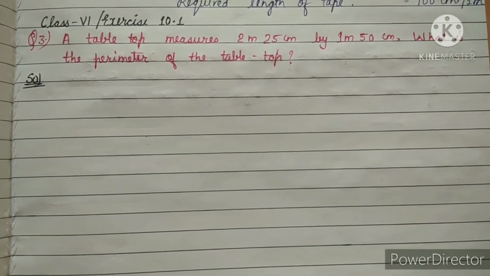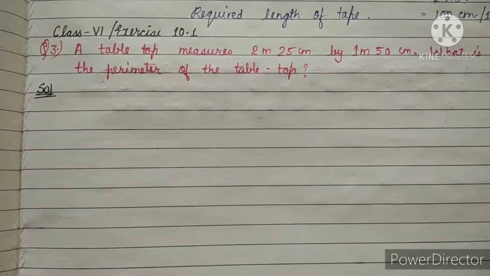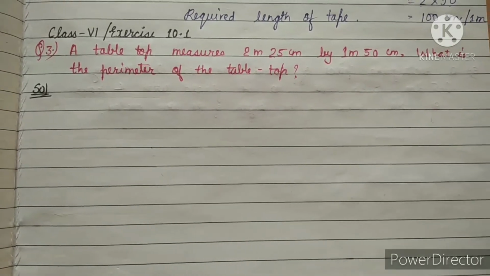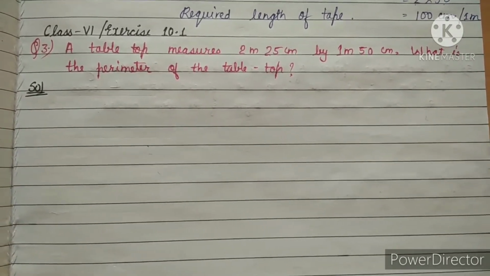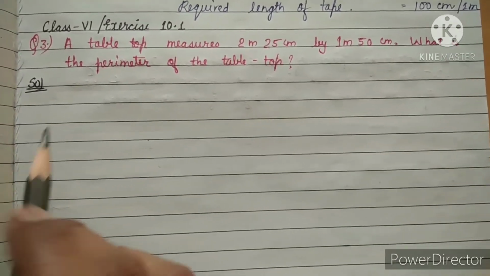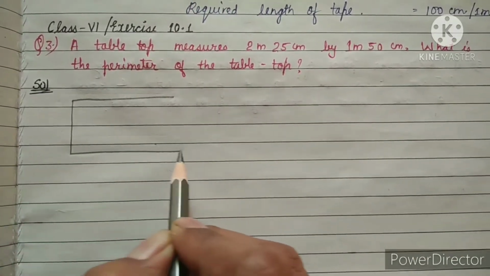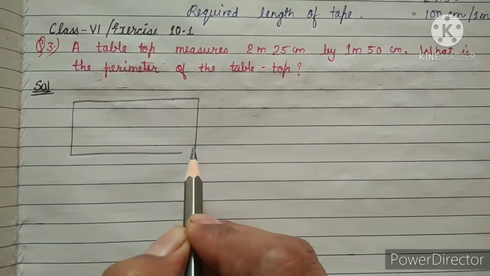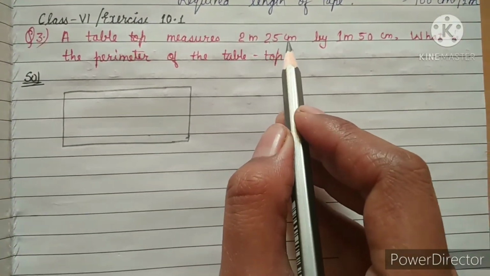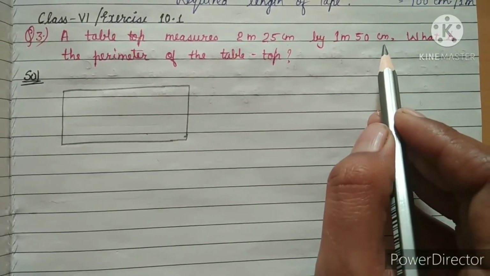Its question number 3 is: a tabletop measures 2 meter 25 centimeter by 1 meter 50 centimeter. What is the perimeter of the tabletop? It means we have a table, the table top, where you are putting the book. That table top is 2 meter 25 centimeter by 1 meter 50 centimeter.